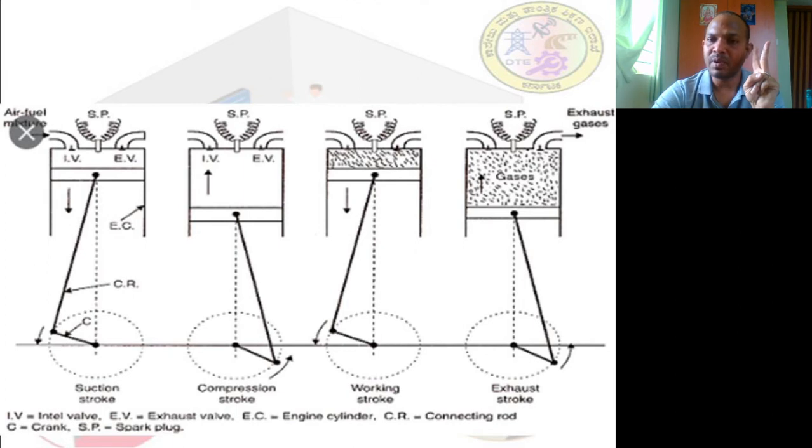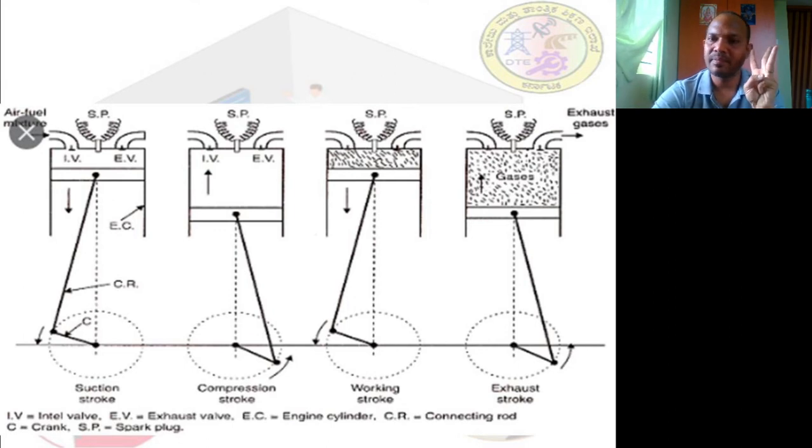The piston moves from top dead center to the bottom dead center, due to which a partial vacuum or suction is created. This is the second point. So the first point is the inlet valve is open and the outlet valve is closed, and the second point, the piston moves from TDC to the BDC, which creates a partial vacuum or a suction pressure inside the engine cylinder.